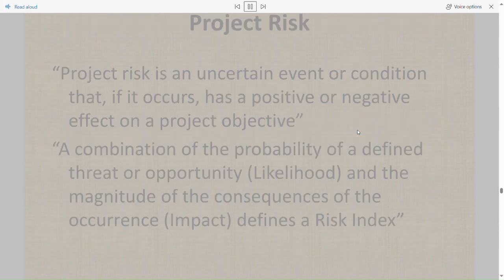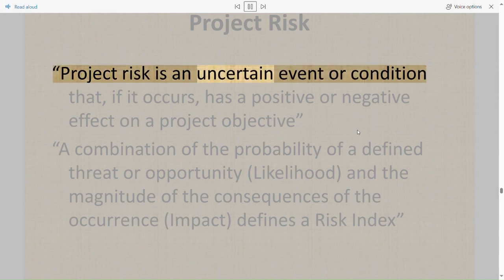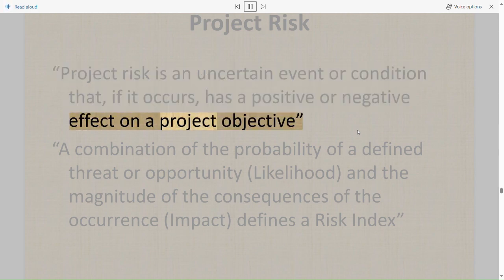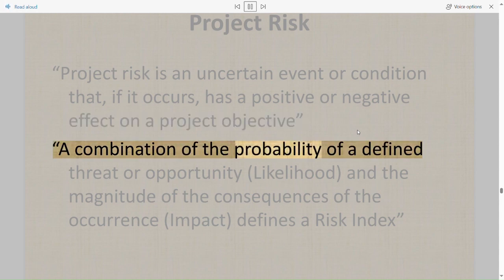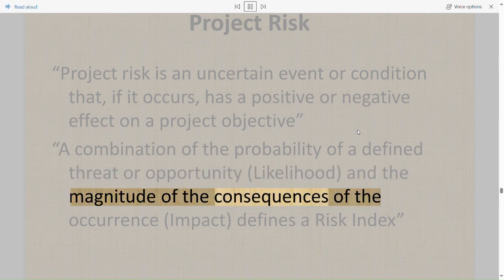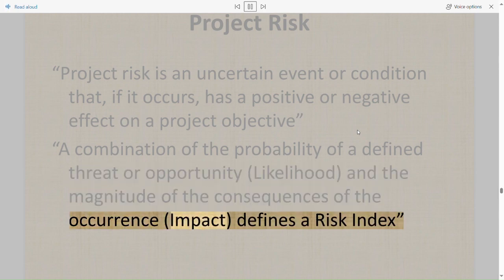Project risk. Project risk is an uncertain event or condition that, if it occurs, has a positive or negative effect on a project objective. A combination of the probability of a defined threat or opportunity, likelihood, and the magnitude of the consequences of the occurrence, impact, defines a risk index.